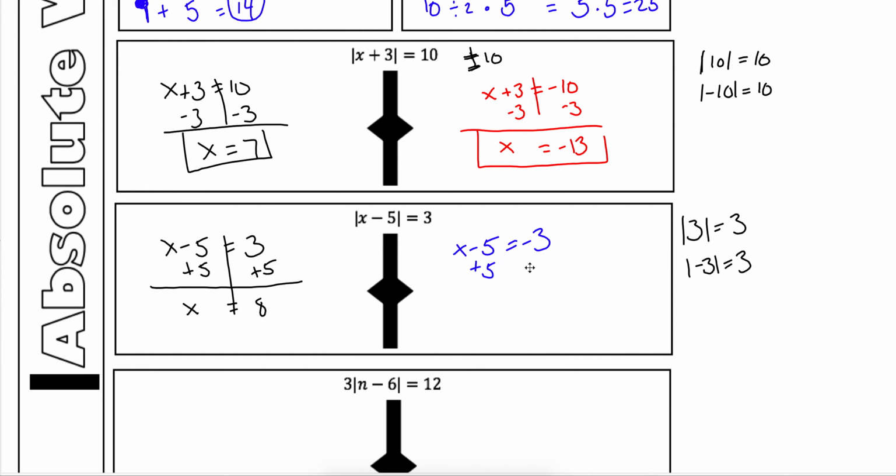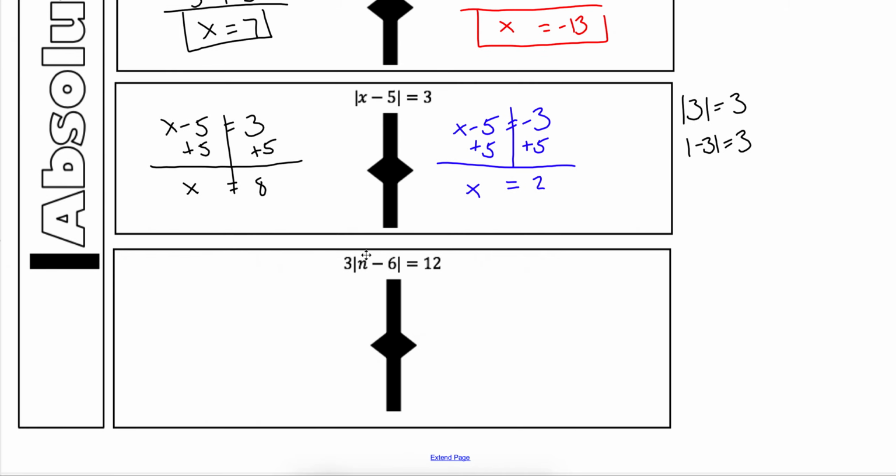Let's try over here. We're going to add 5 to both sides. x is the same as negative 3 plus 5, which is 2. Let's put 2 in here. 2 minus 5 is negative 3. The absolute value of negative 3 is 3. So either one of those will satisfy this equation and make it true.